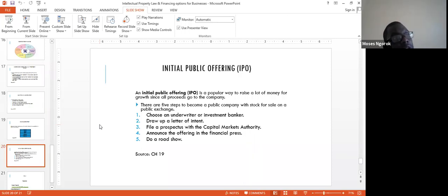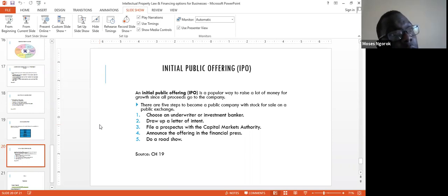Now you get that document and you can present it to a bank called an investment bank, or an underwriter. It can be an insurance company. These types of companies' business is to buy a public company's shares at a discount. So they'll buy them at a discount.